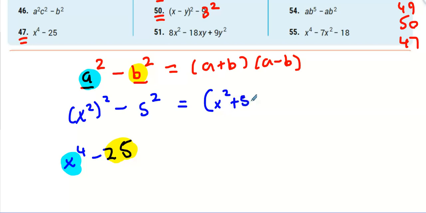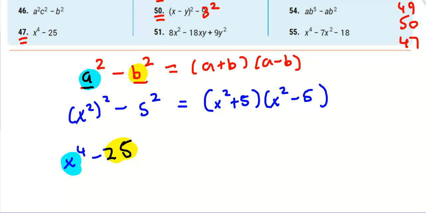And is that okay with you guys? You can leave it like that because 5 isn't a square number, is it? So I can't do the difference of two squares again. So we're safe there. Okay.